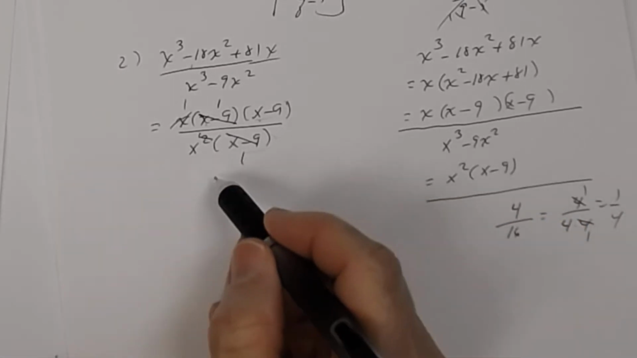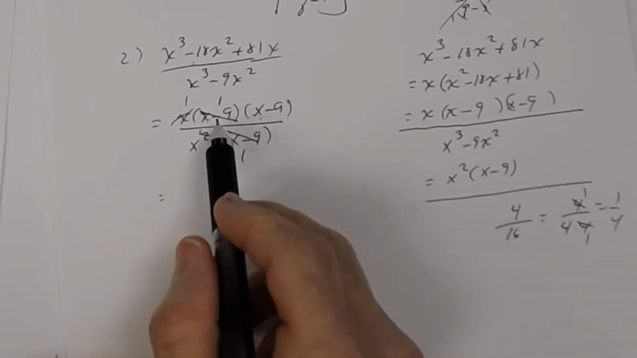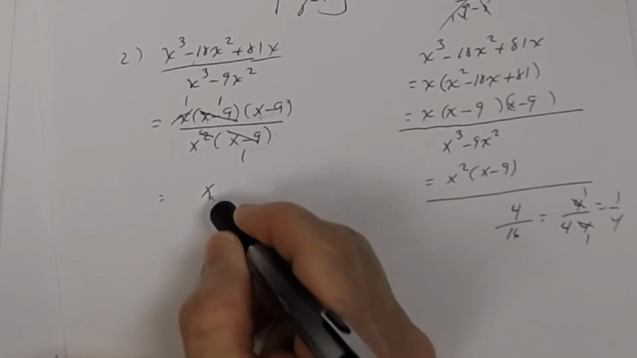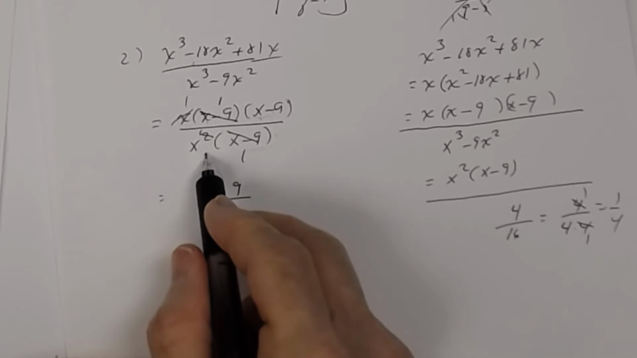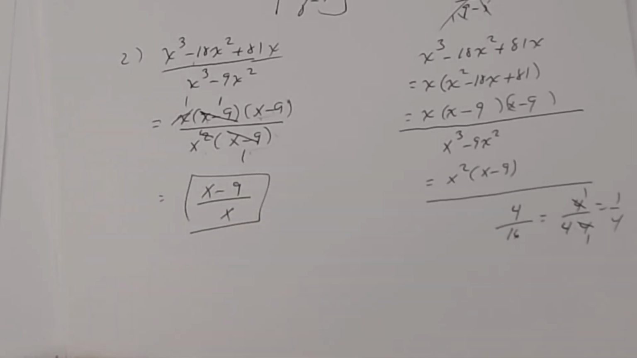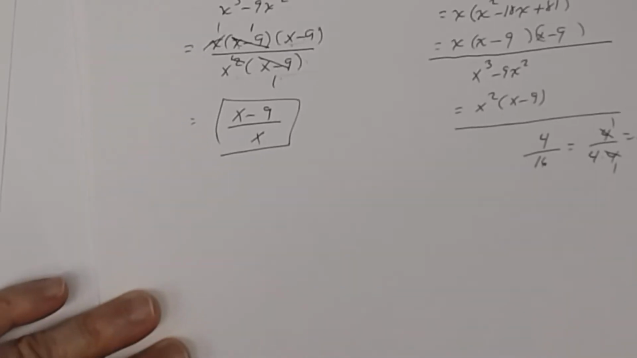All right, so reduce, and then the next step is to simplify. 1 times x minus 9 is x minus 9. X times 1 is x. So there's your answer. So that's number 2. Okay, let's look at number 3.